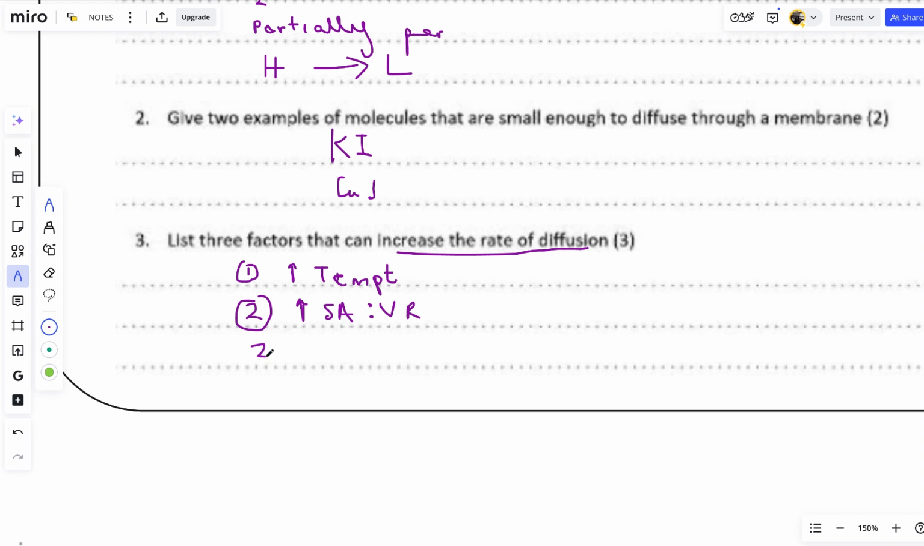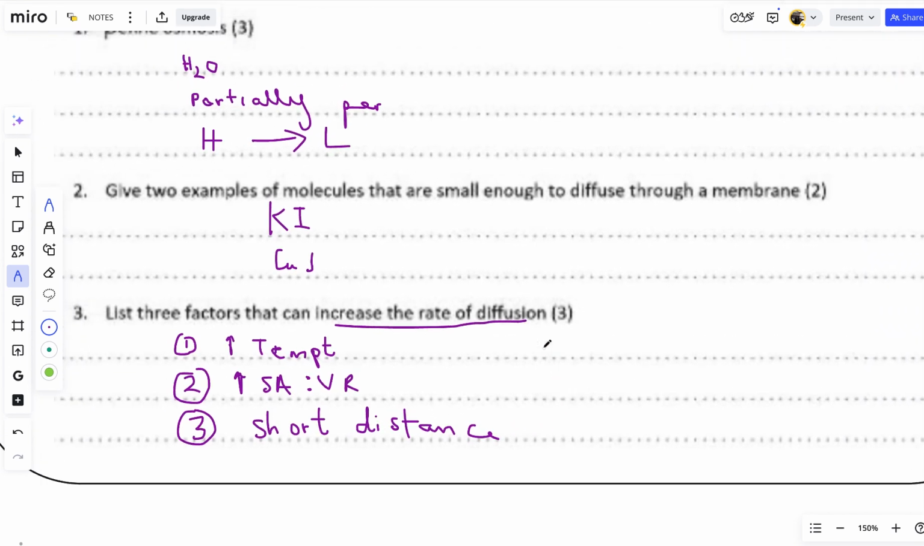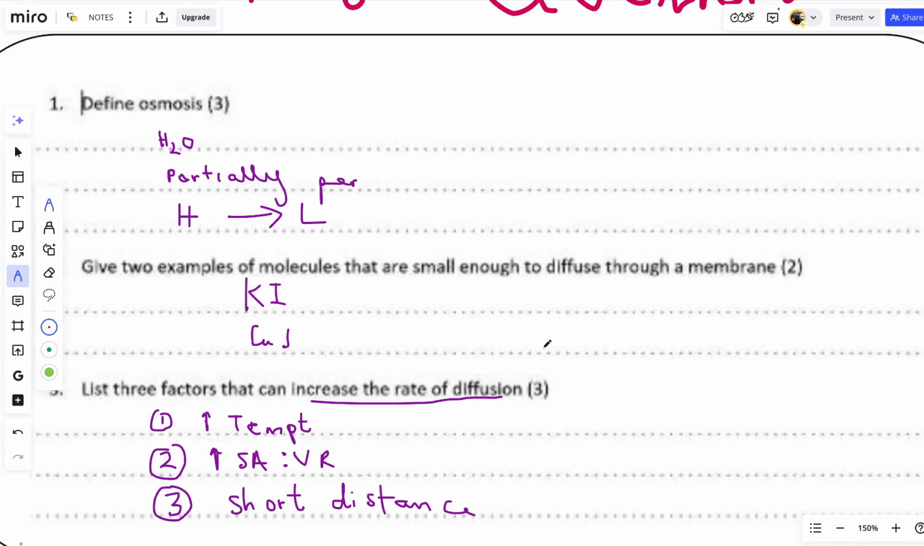Number 3, what is diffusion distance? Shorter diffusion distance. So you say shorter diffusion distance. Okay, these questions are taken from Cambridge IGCSE past papers. You can write diffusion distance, but just for me to write quickly, I just write shorter diffusion. So with this, we've come to the end of today's class, and thank you for joining our class.